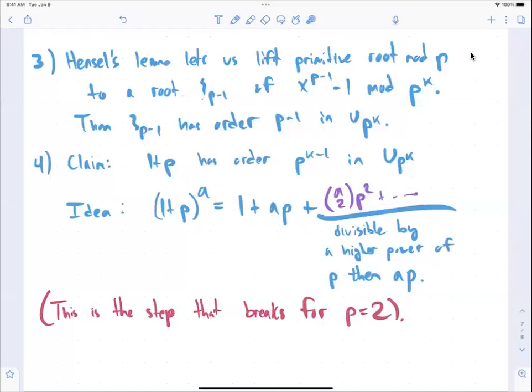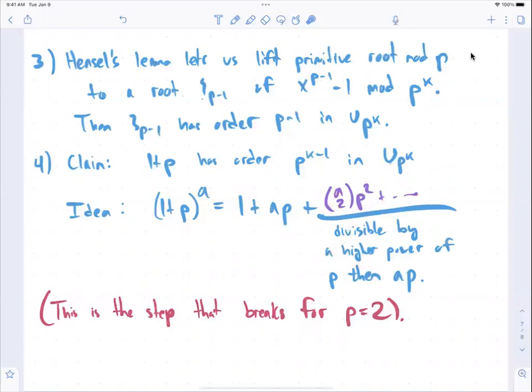But then if you compute out p choose 2 and p choose 3 and so on, those binomial coefficients become divisible by p too. So that's the idea of the kind of thing you have to check to see the statement is true. But I'm telling you it is.